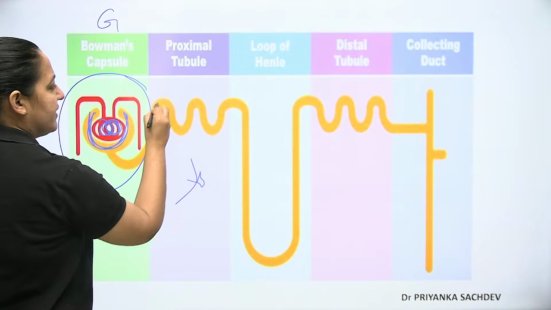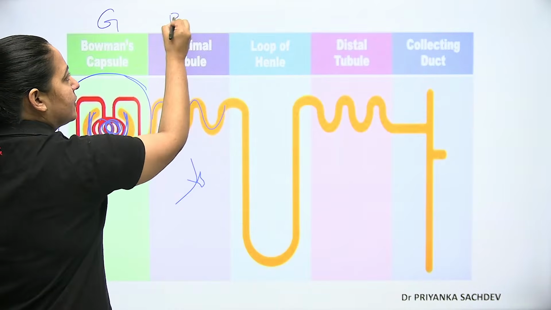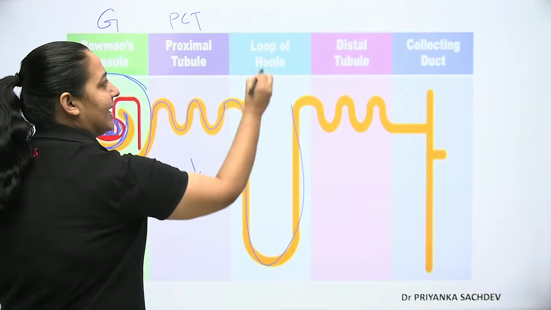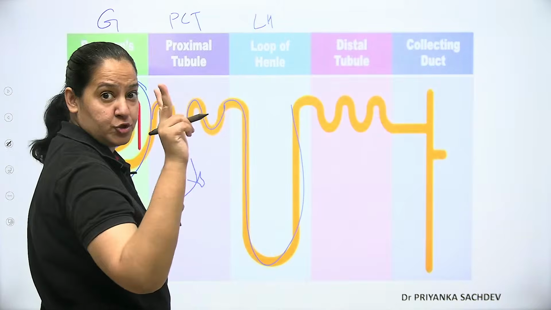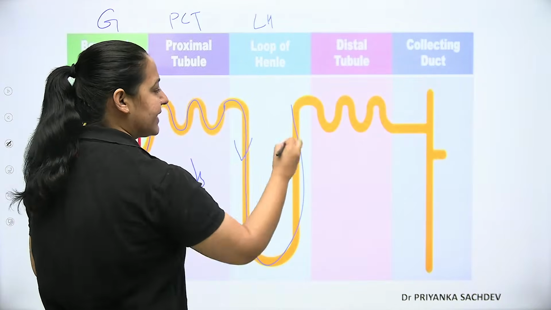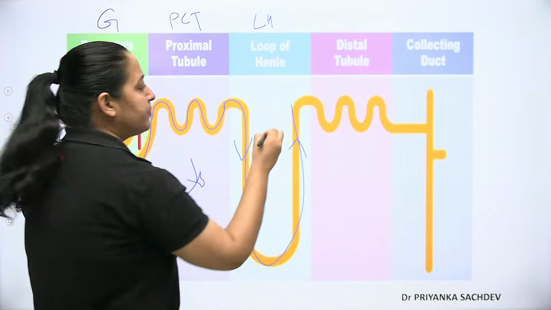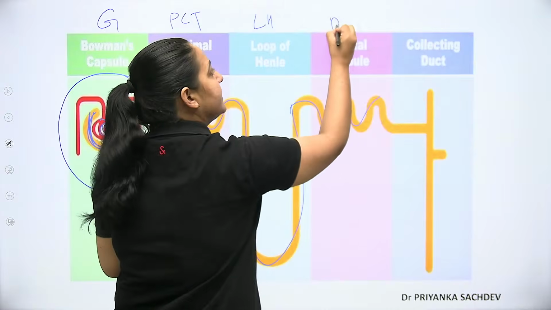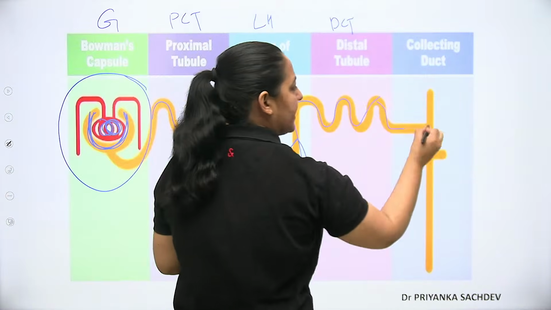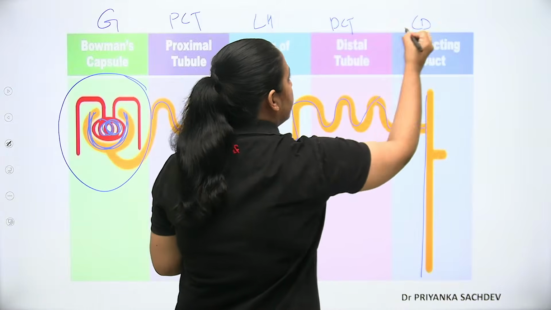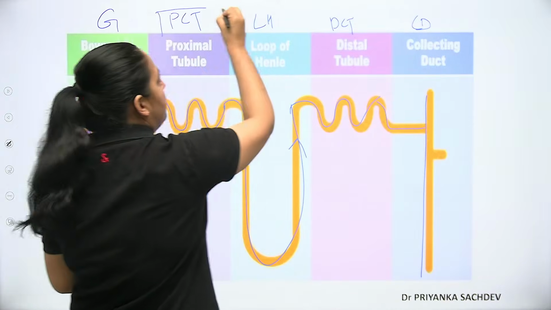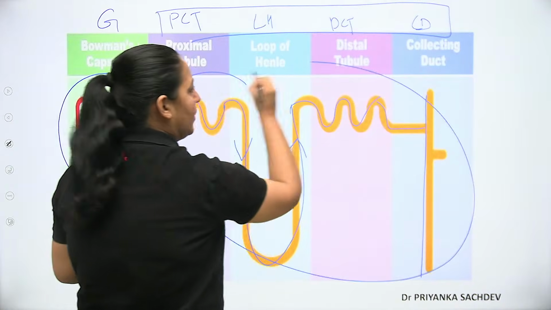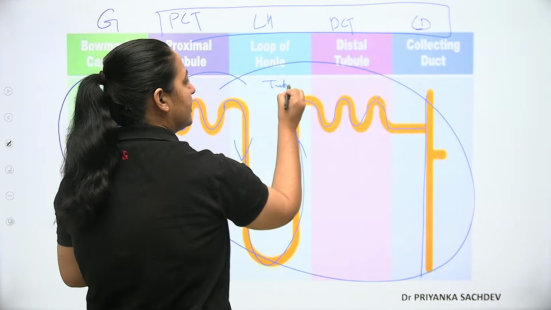The second portion of the nephron is the tubule. It is known as the proximal convoluted tubule, that is PCT. The third portion of the nephron is the loop of Henle, having 2 limbs. The first limb is the descending limb and the second limb is the ascending limb. The fourth portion of the nephron is the DCT, that is the distal convoluted tubule. And the last portion is the collecting duct. Now, these 4 portions, that is PCT, loop of Henle, DCT and collecting duct, all the portions apart from the glomerulus, are known as tubules.